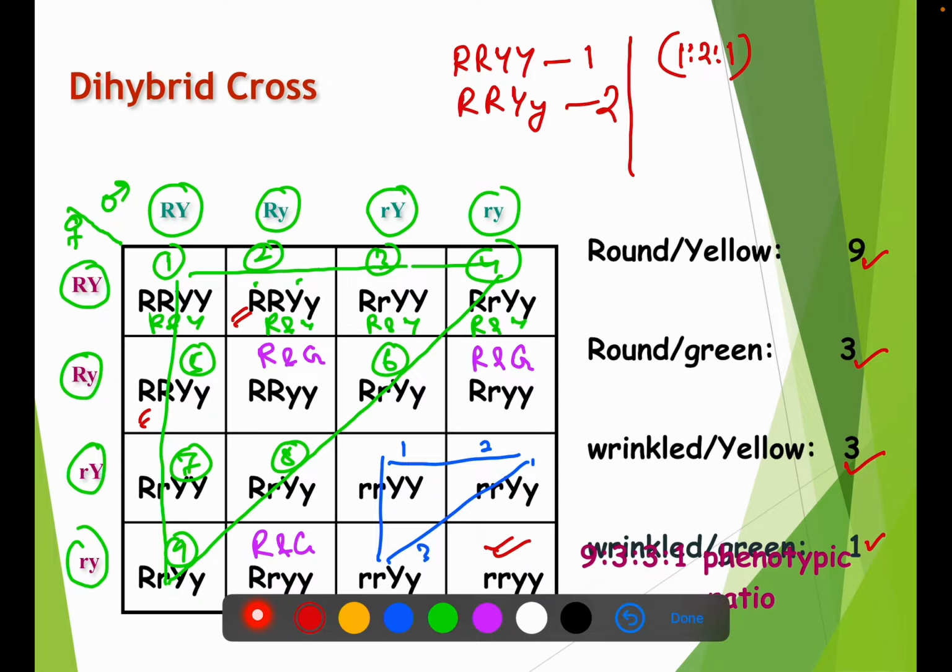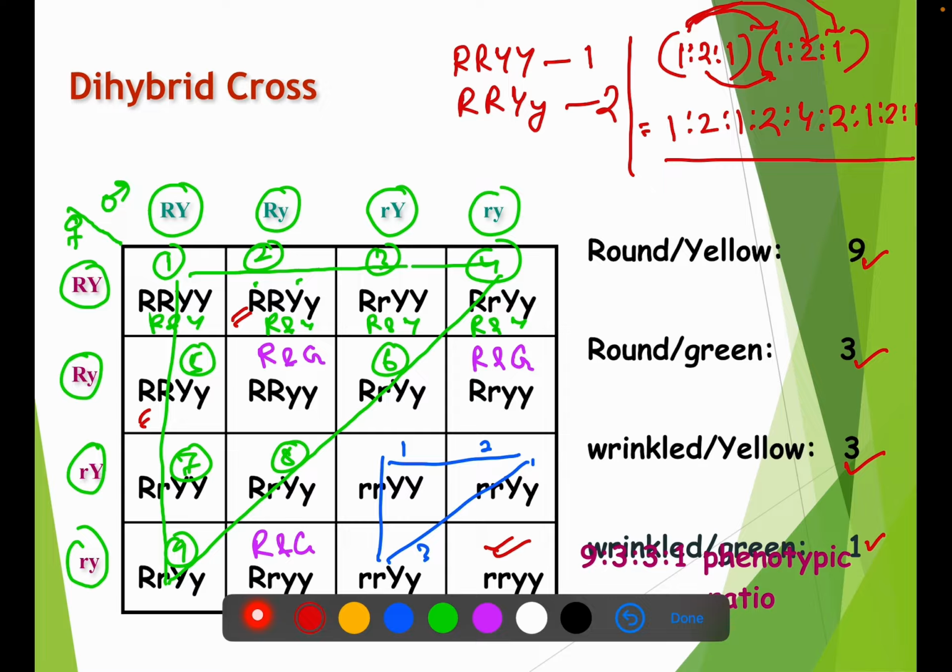So what we can do, we can go for a multiplication, because it is dihybrid, so one more you will add, 1 is to 2 is to 1. So what will be, you multiply it like this. So 1 into 1, 1, 1 into 2, 2, then again 1, next with 2 we will do. Next 2 into 1, 2, 2 into 2, 4, then 2, and again with 1, 1, 2, and 1. So this becomes your genotypic ratio.